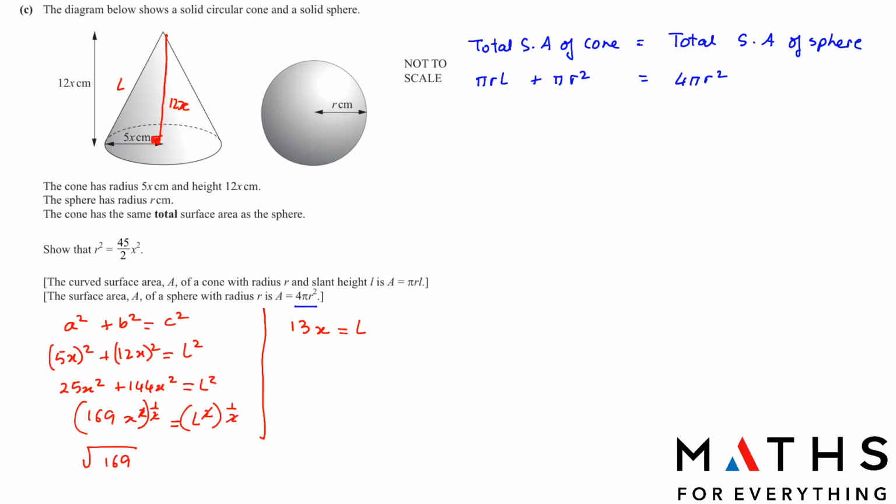Now that we have found L, we can replace everything here. Our radius is 5. Remember again, bracket, and L is 13x.